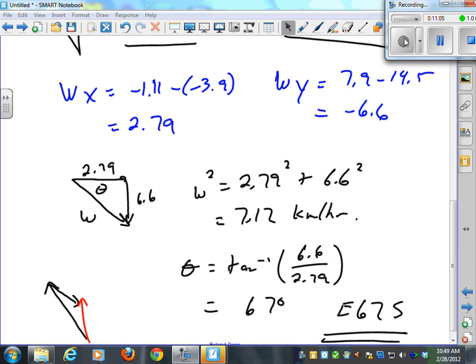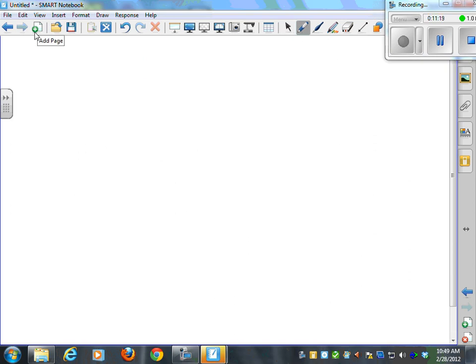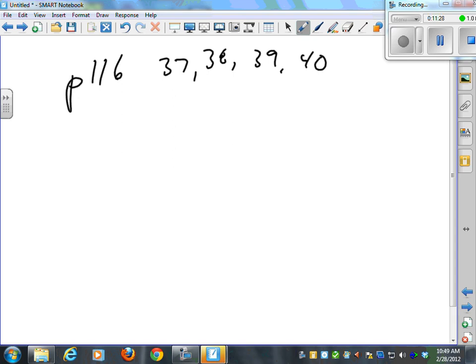If you want to do more vector addition questions, there are some there. There's some vector subtraction. The QR code is there for your enjoyment. There are also a few questions, Stefan's. Page 116, numbers 37, 38, 39, and 40. I did 37, 38 today. Good for you.